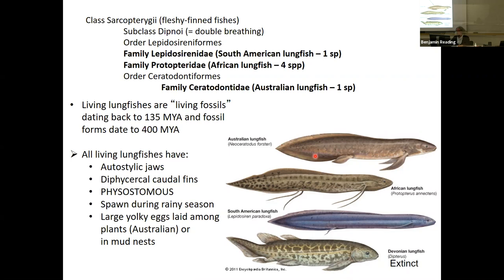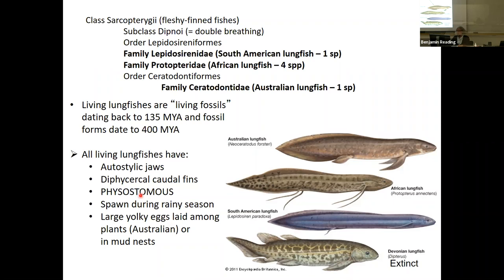Whereas the ancient forms from the fossil record had a heterocercal tail, and then more lobe-like fins, maybe more resembling, say, the coelacanth. But generally speaking, these things were quite similar, and they have not changed since the Devonian, so hundreds of millions of years ago, 400 million years or more. These are also living fossils, just like the coelacanth. They are pretty much unchanged from what they were back in the ancient times.